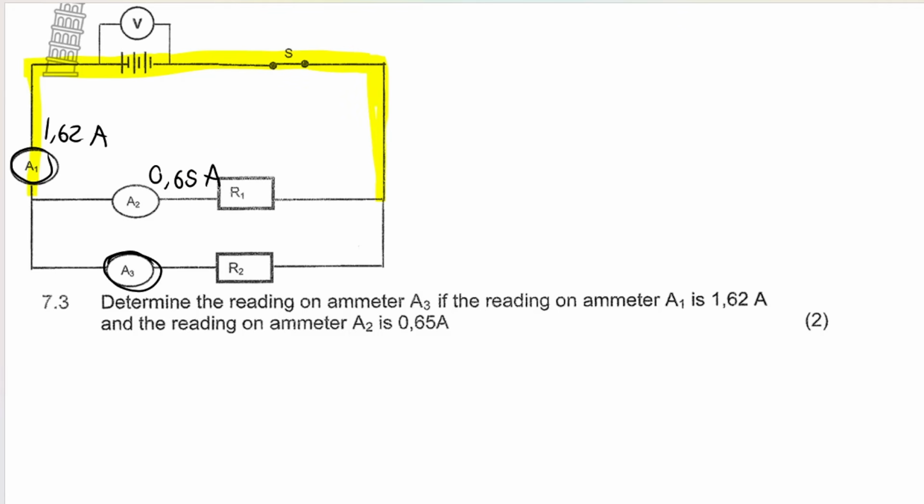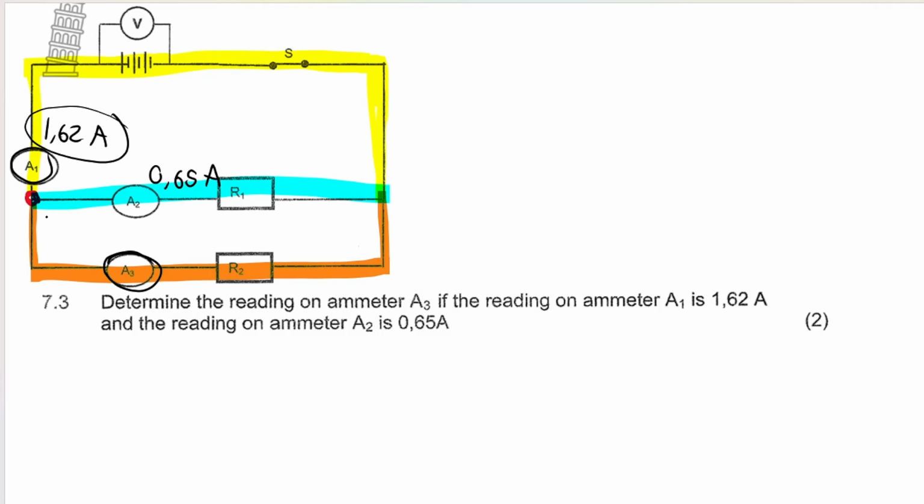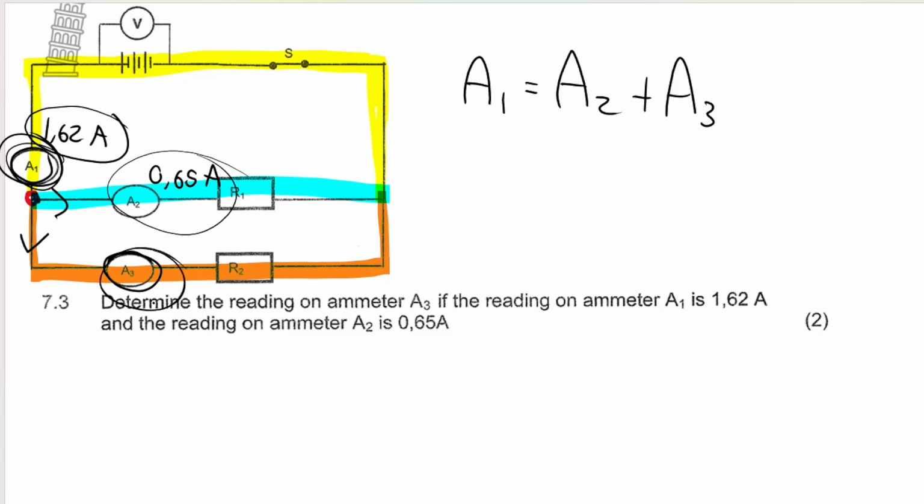As soon as you see a split in the circuit, so here is a split in the circuit, then that total current, that 1,62 amperes, splits. Some of it goes through this branch, and the rest goes through the bottom branch. So with that knowledge that current splits in parallel, we know that 1,62 amperes will split. So some of it will go through the blue branch, some of it will go through the green branch. So basically the reading on A1 is equal to the reading on A2 plus the reading on A3. So the total current, the yellow, is equal to the blue current plus the orange current.